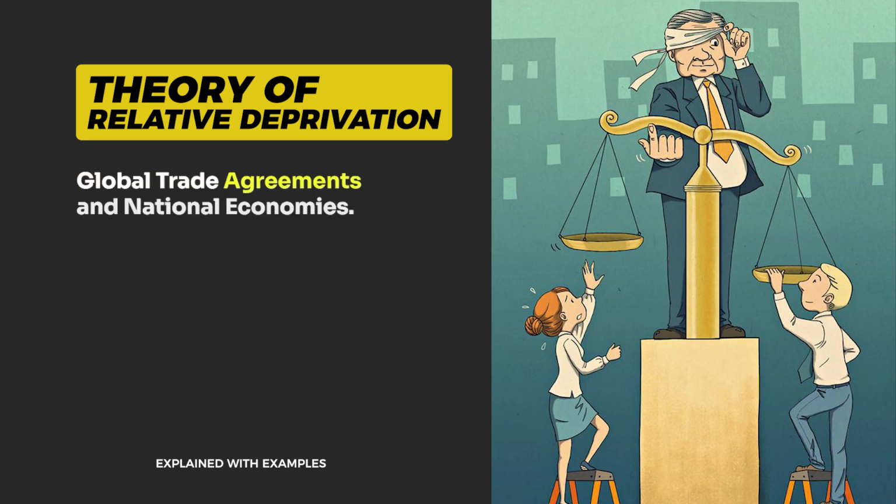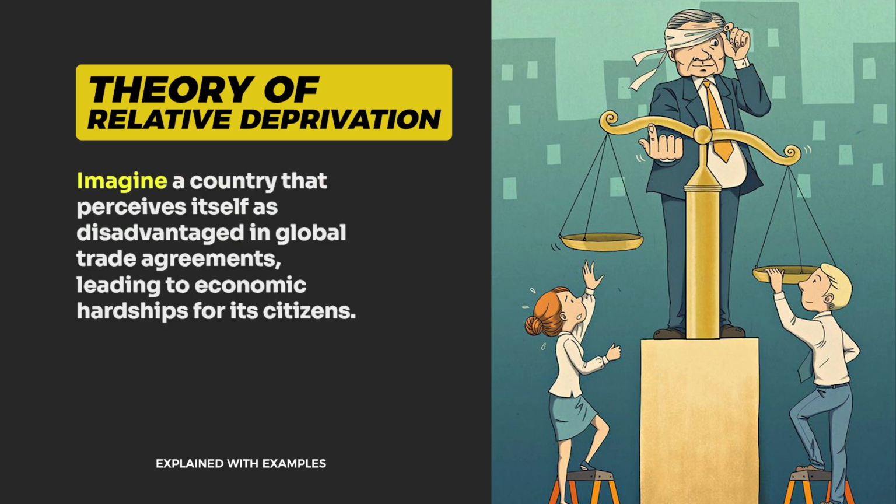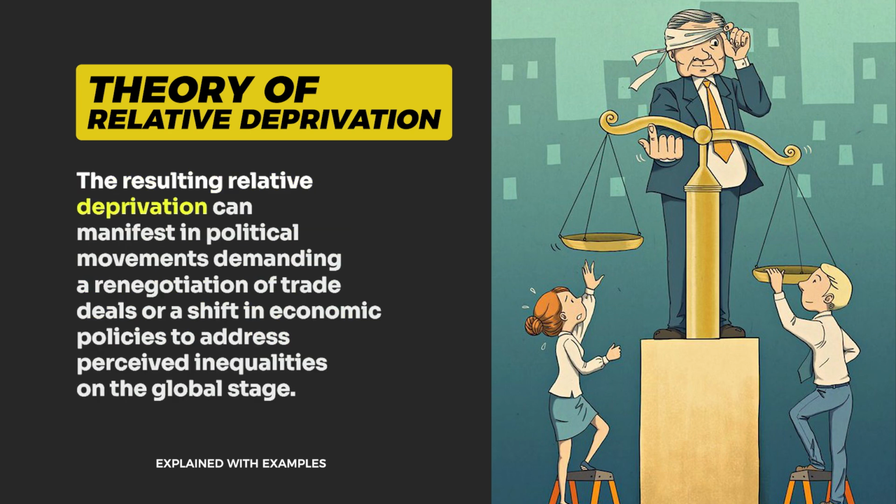Example: global trade agreements and national economies. Imagine a country that perceives itself as disadvantaged in global trade agreements, leading to economic hardships for its citizens. The resulting relative deprivation can manifest in political movements demanding a renegotiation of trade deals or a shift in economic policies to address perceived inequalities on the global stage.